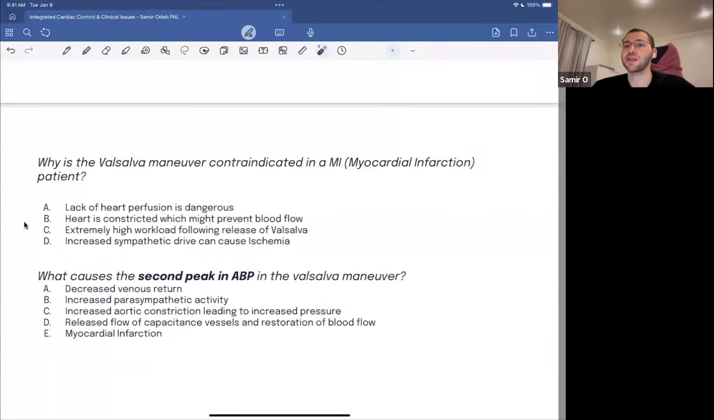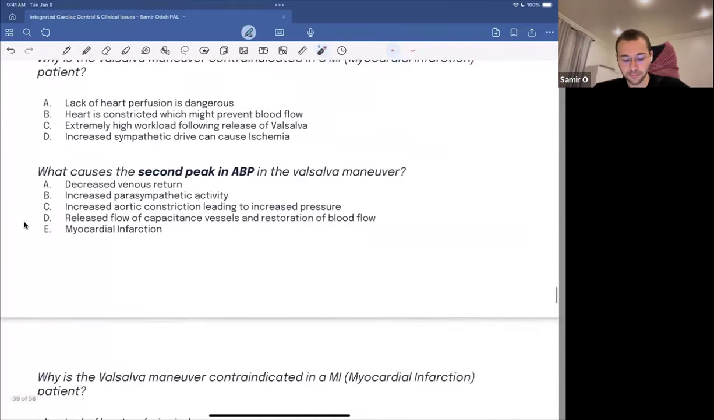I encourage you guys to really just look over this. It's a great way of understanding the Valsalva maneuver, and once you draw it out, you'll never get it wrong in the exam. Trust me.